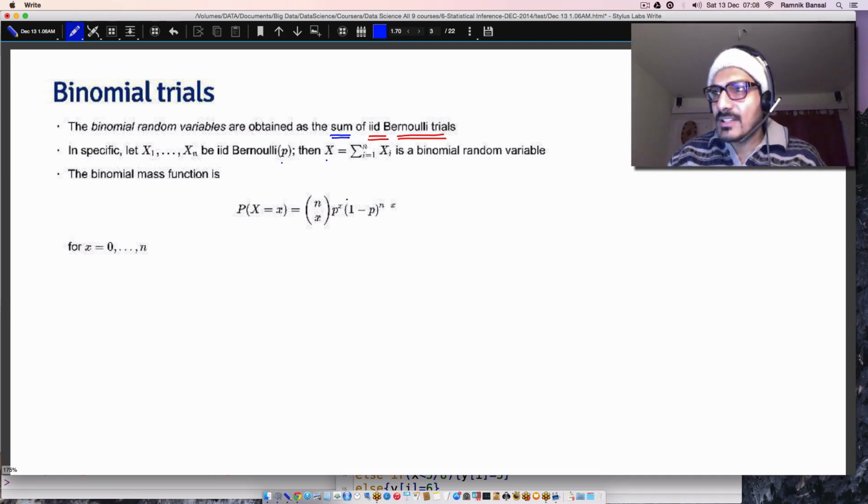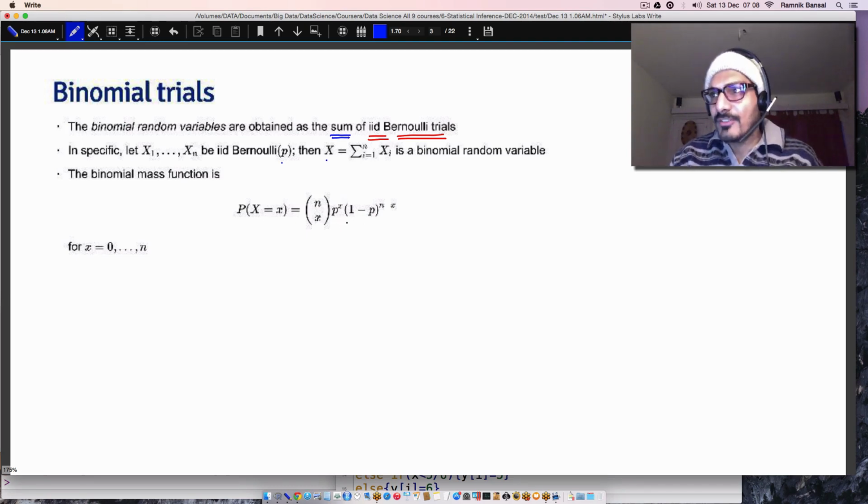Or rather, what's the probability of getting heads 3 times? First is how many ways can I choose 3 out of 5? That is nCx, so 5C3. And then the probability of getting heads is p raised to the power 3, right?